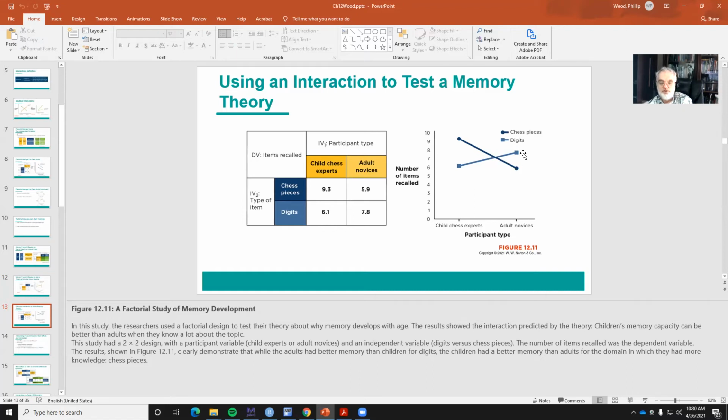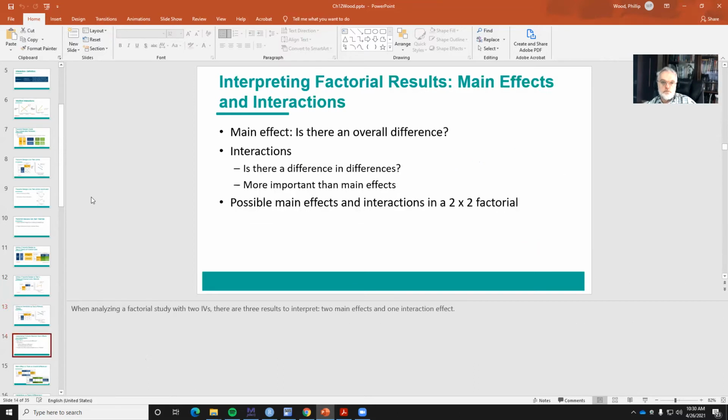So, the purpose of this is just thinking about a 2x2, and here's a couple of examples for studies that might look at that.